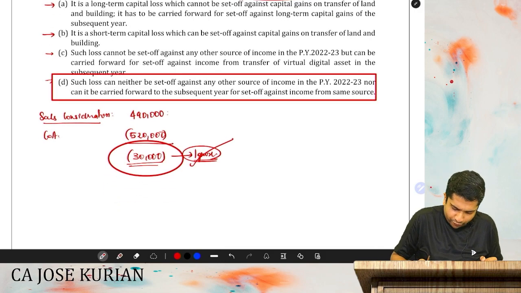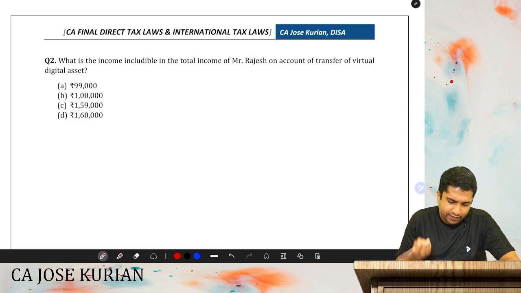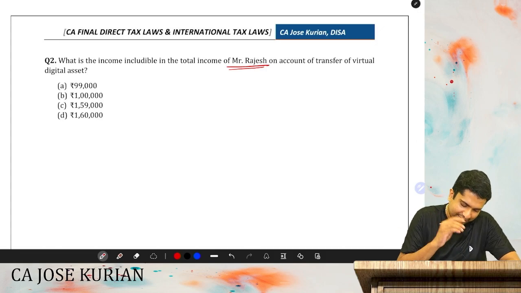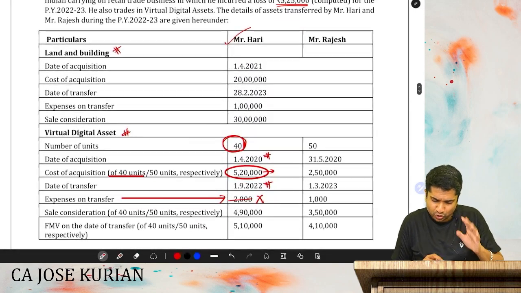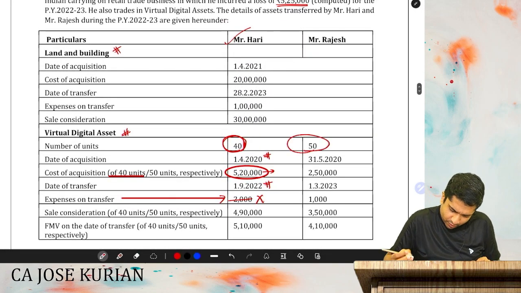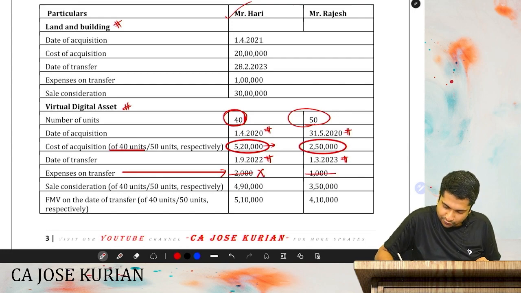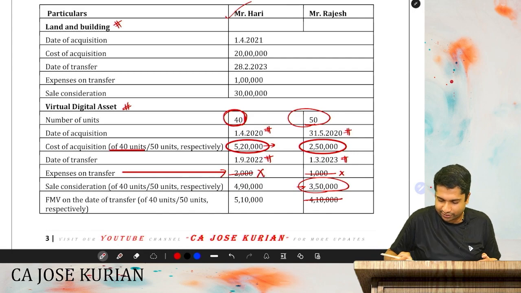All right, friends. Moving on to the second question based on the paragraph. What is the income includable in the total income of Mr. Rajesh on account of transfer of virtual digital assets? So let's go back to the paragraph. Mr. Rajesh has 50 units. He purchased them in 2020 and sold them in 2023. The cost of acquisition is 2,50,000. Expenses on transfer he cannot claim; you need to ignore it. Sale consideration is 3,50,000. FMV as on date of transfer has no relevance for the time being.